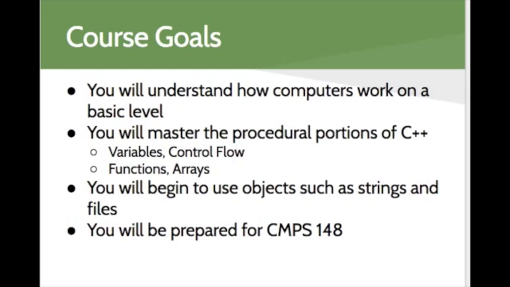You will begin to use objects, so strings and files, towards the end of the semester. That's more of the object-oriented portion of C++. This course, at least at Ramapo, is really a two-part course: Introduction to Computer Science 1 and Introduction to Computer Science 2. There's CMPS 147 and CMPS 148, which delves into the object-oriented features of C++ in more depth. So the ultimate goal of this course is to prepare you for that second course in computer science, wherever you might be taking it.